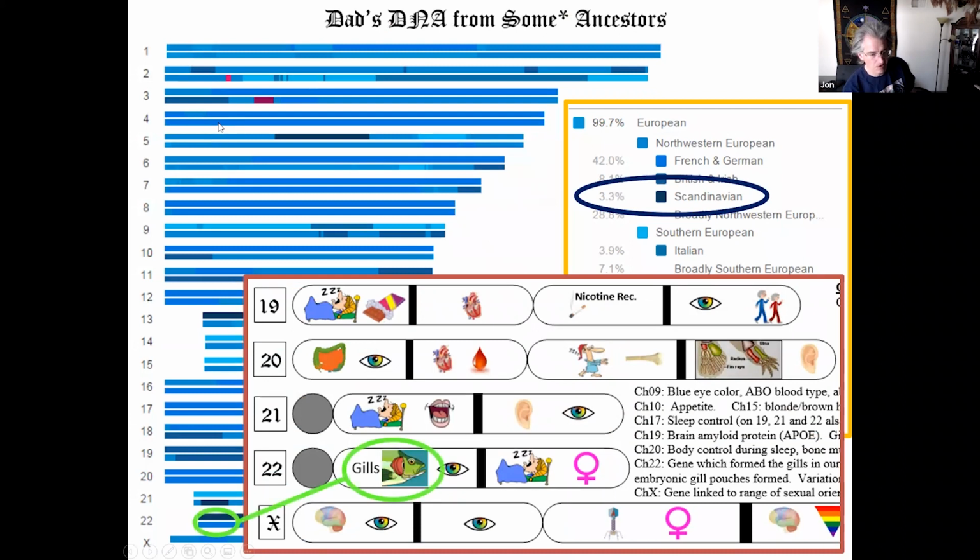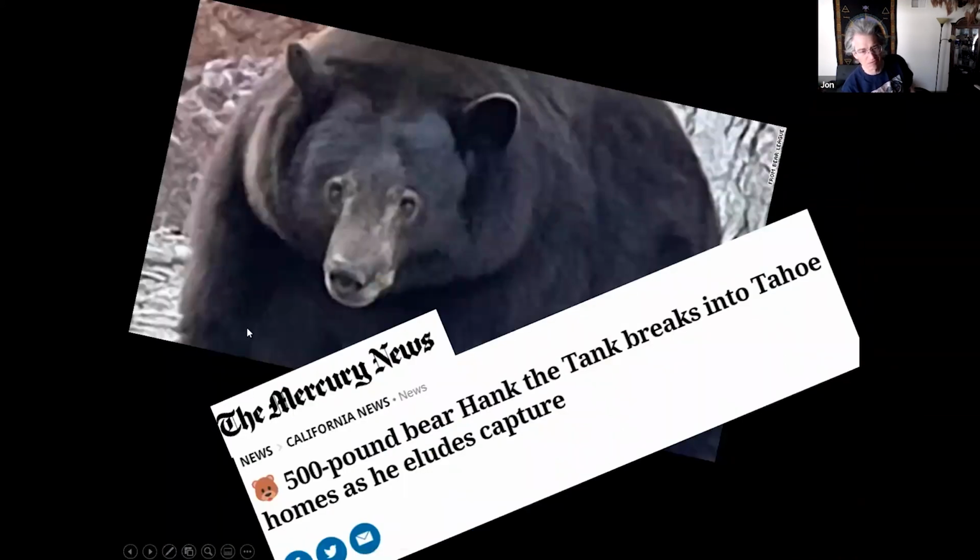Oh, 21 and 22, here's the gene that causes us not to have gills like fish. This is the gene that mutated many hundreds of millions of years ago to allow us to not grow gills. And it's there on chromosome 22. My dad can thank his Scandinavian ancestors for not having gills anymore. And similarly for controlling motion during sleep, there's several genes that do that. Another one from his Scandinavian ancestors. So this is just fun. There's a lot of places you can look at this.